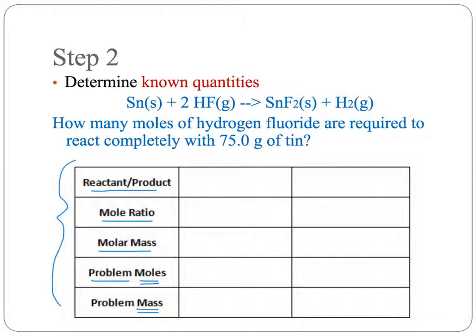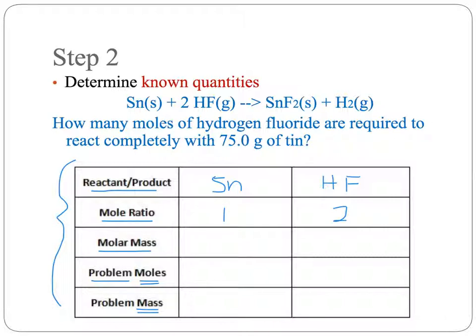And so to fill this out, we are working with tin. So we put tin on one side as the one compound or the element we are investigating, and hydrogen fluoride on the other side. So those are the two things that I'm investigating. The mole ratio, looking at my balanced chemical equation, is 1 to 2. 1 mole of tin reacts with 2 moles of hydrogen fluoride.